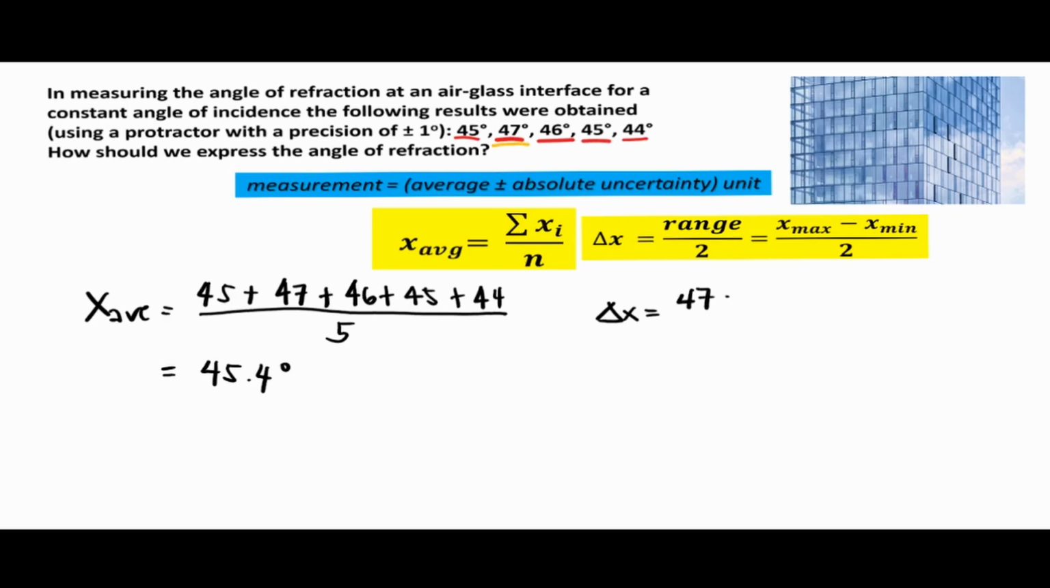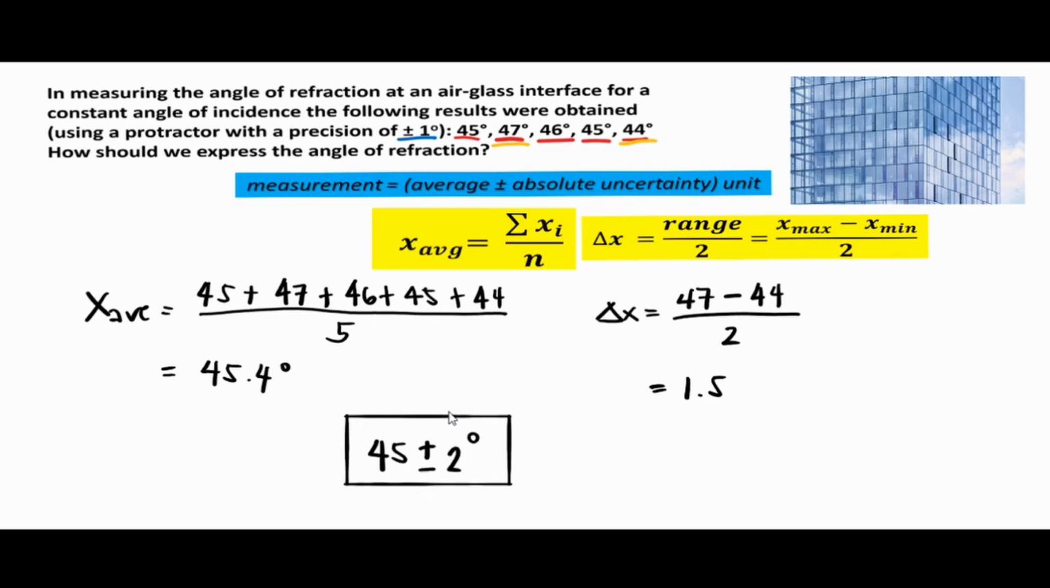Next, we solve for our absolute uncertainty. Delta x is equal to 47 minus 44 divided by 2. Our absolute uncertainty is equal to 1.5 degrees. Here we are going to round off our answer to 45 degrees plus minus 2 degrees. So our final answer is 45 plus minus 2 degrees.